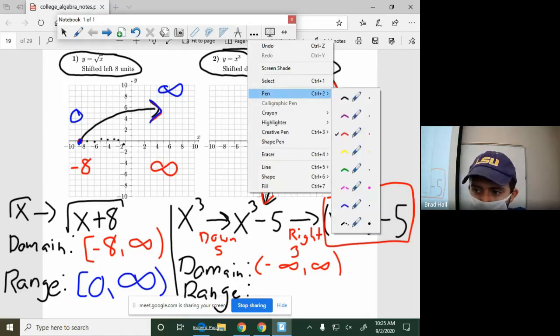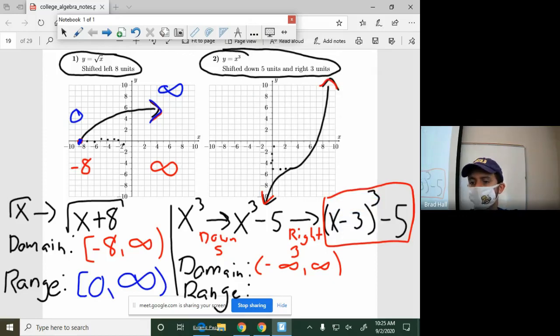With the range, it's actually going to be the same idea. How far down can we go? We get an arrow. How far up can we go? We get an arrow. So it is also negative infinity to positive infinity. This is actually true for any cubic function. It always has an unlimited domain and range.